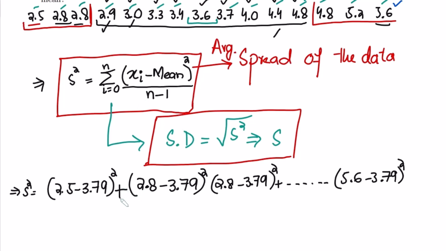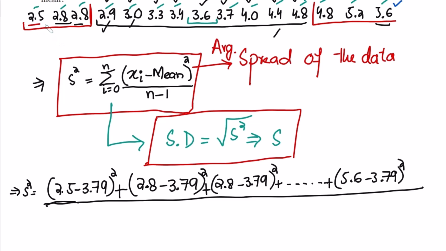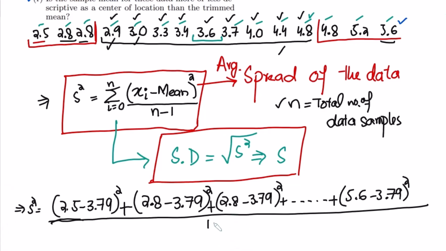What is the second step here? We have to add these squared parts, and after adding them, I will have to divide it over n minus 1. So how many points do I have here? n is the total number of data samples. So I have 1, 2, 3, 4, 5, 6, 7, 8, 9, 10, 11, 12, 13, 14, 15, 15 data points. So 15 minus 1, according to this formula.